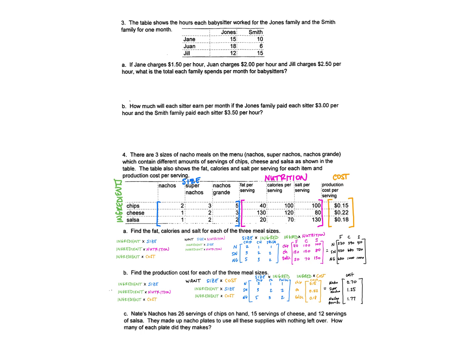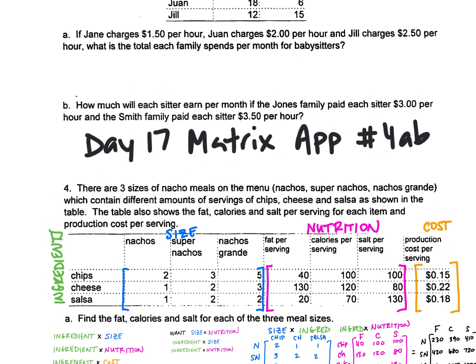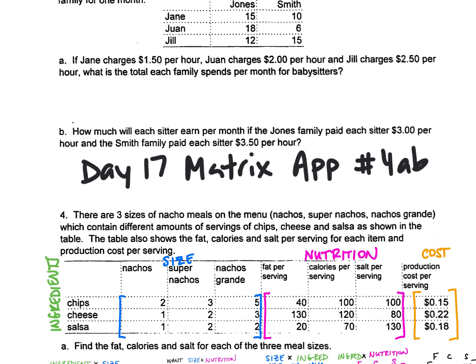Hi everybody, today we are going to start the day 17 matrix application worksheet, and we are going to do number 4, A and B. Okay, so if you haven't gotten that out, get it out and scroll up to number 4. All right, we're going to start here.